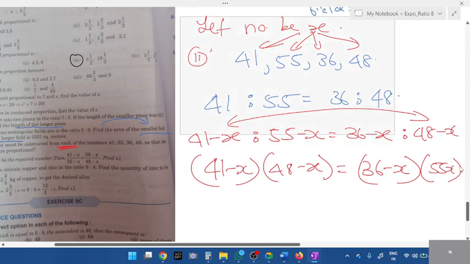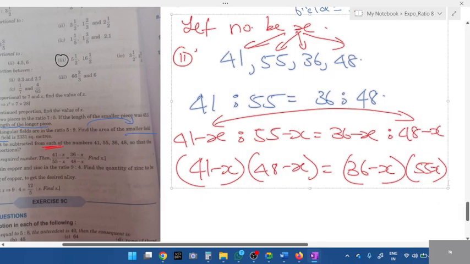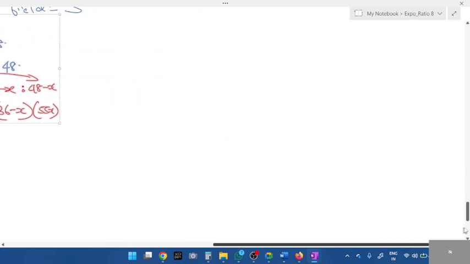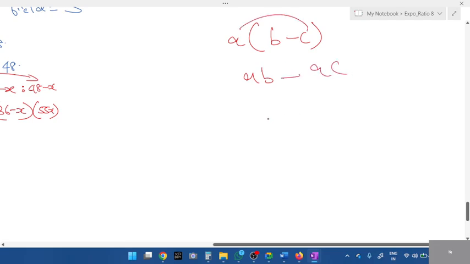All of you will concentrate. Let me solve it. Before that, how do you solve this question? How do you solve when one value is outside? A into B minus C. Okay, what if you have two values like this? A plus B into C minus D.